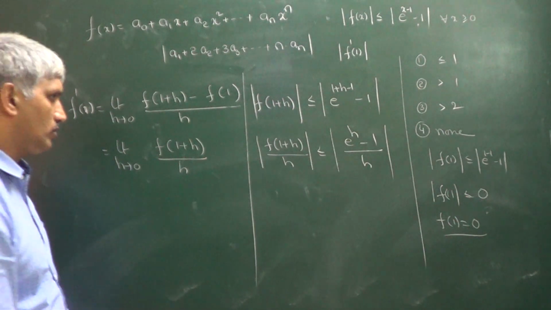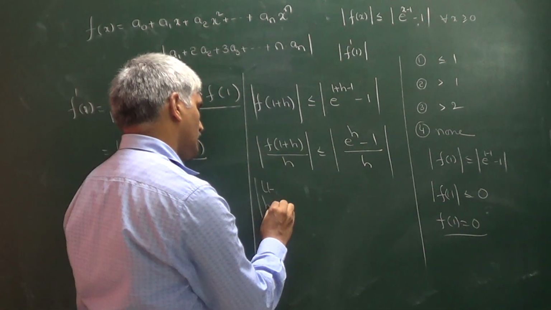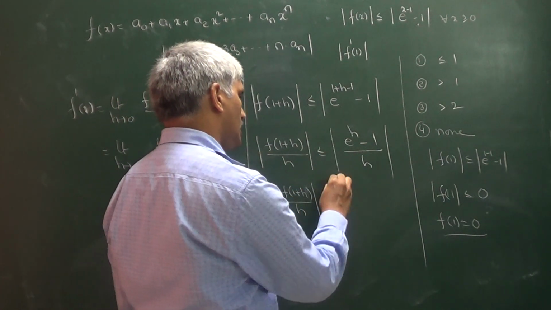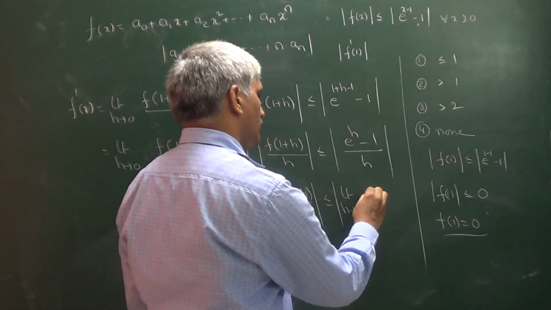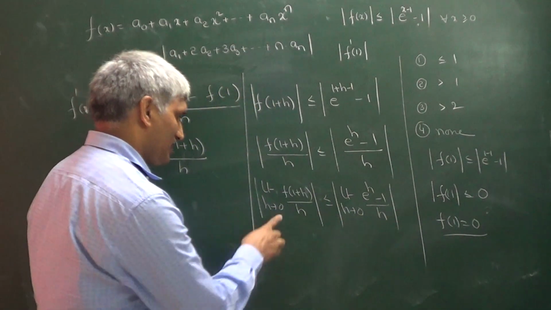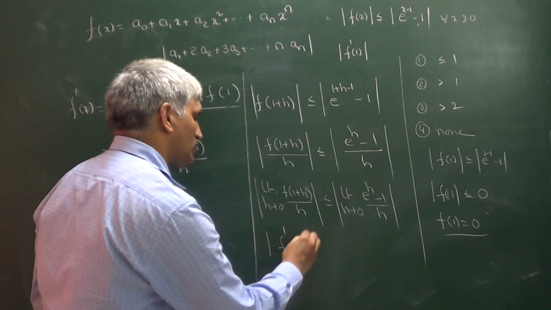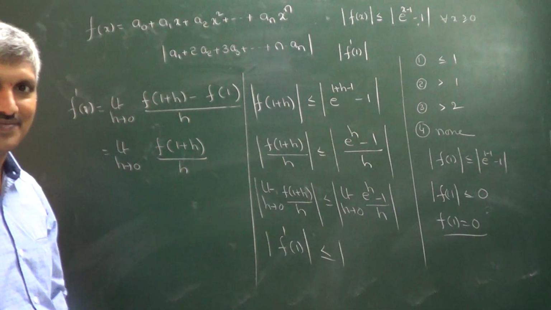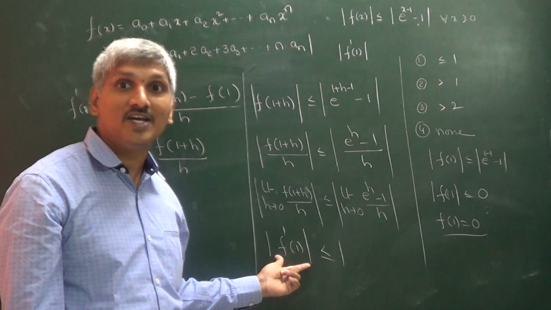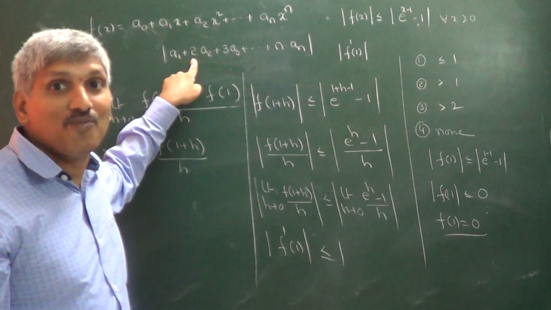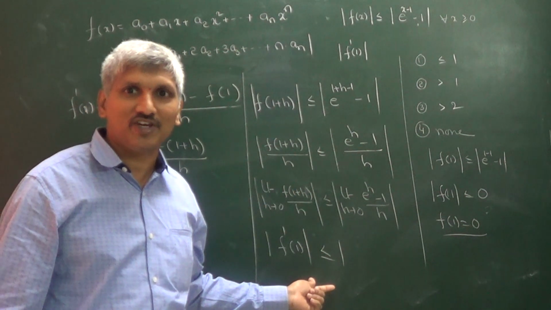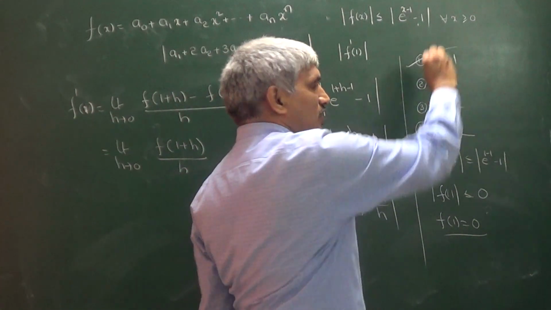Now take limit h tends to 0. Modulus of limit h tends to 0 of f of 1 plus h by h is less than or equal to limit h tends to 0 of e to the power of h minus 1 by h. What is this limit value? 1. The left side limit is nothing but f dash of 1, so modulus of f dash of 1 is less than or equal to 1. That's why we can go for this option as correct.